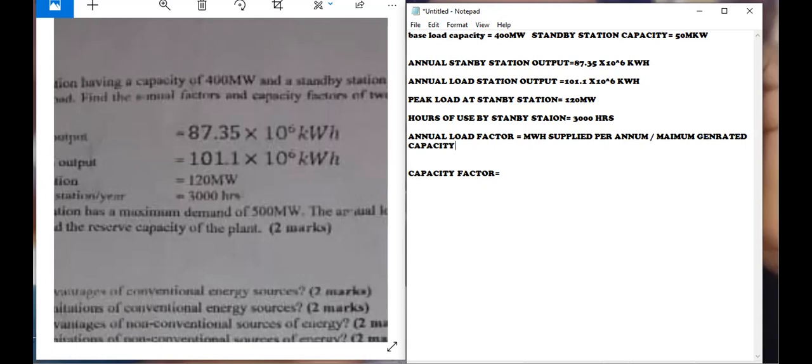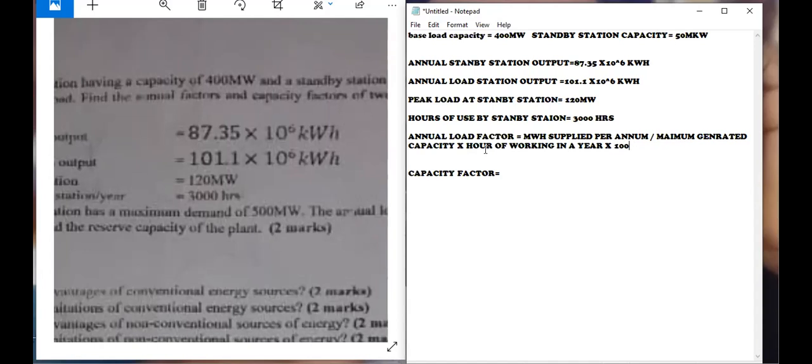Maximum generated capacity times the hours of working in a year, multiplied by 100. So from the annual load factor, they ask us to find the annual load factor of both the standby station and the base load station.